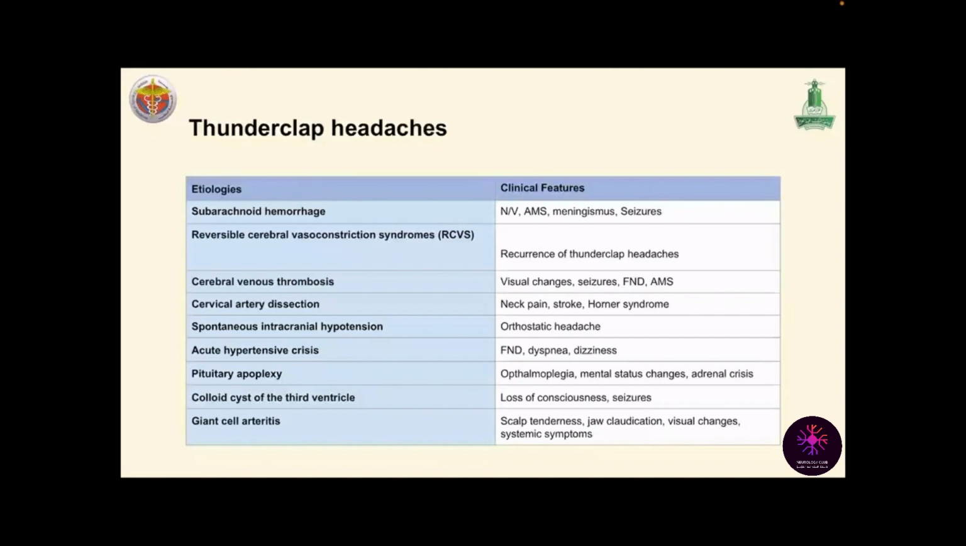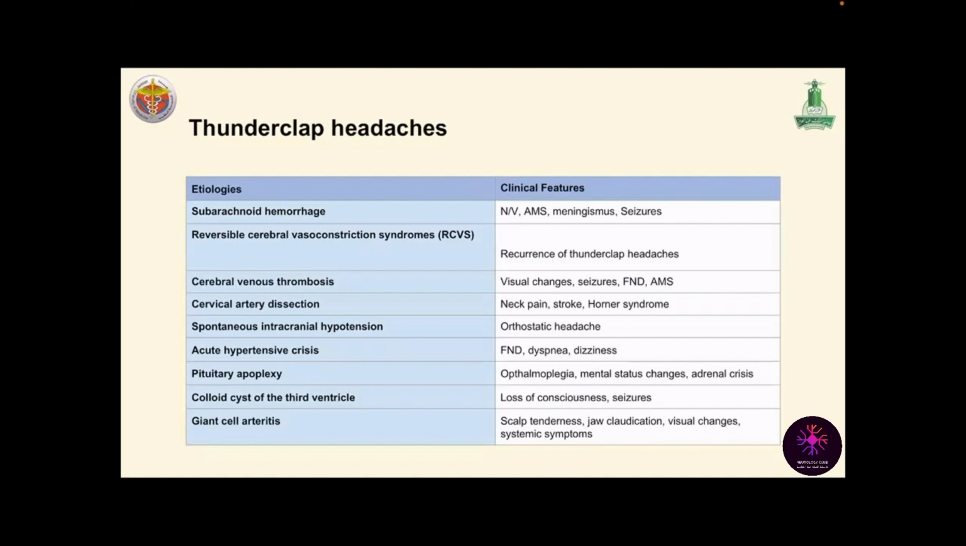So what are thunderclap headaches? They are headaches of very intense pain that have a sudden onset that reaches its maximum severity or intensity within seconds, so less than one minute. People usually relate this to subarachnoid hemorrhage since it's one of the commonest causes of thunderclap headaches. But there are also more conditions that can cause this. But first, we're going to start with the subarachnoid hemorrhage.